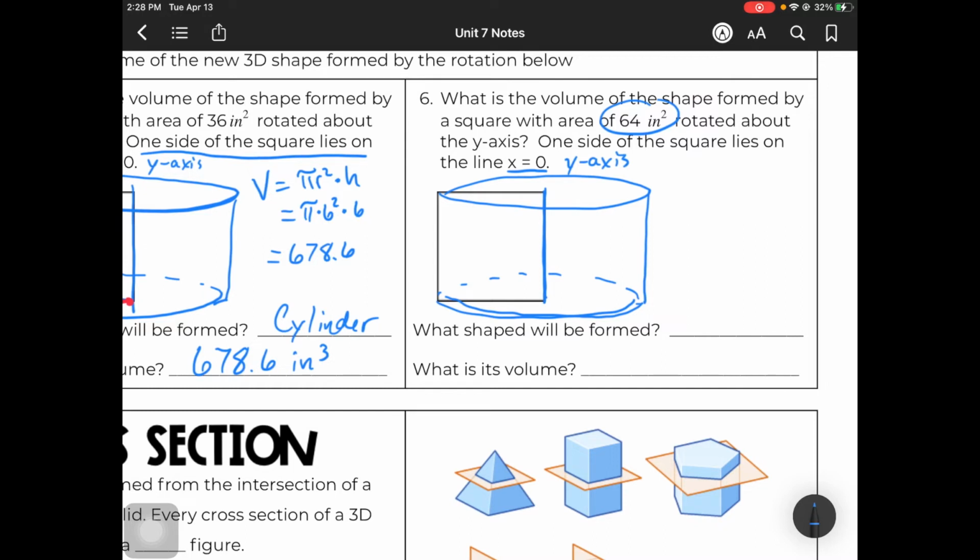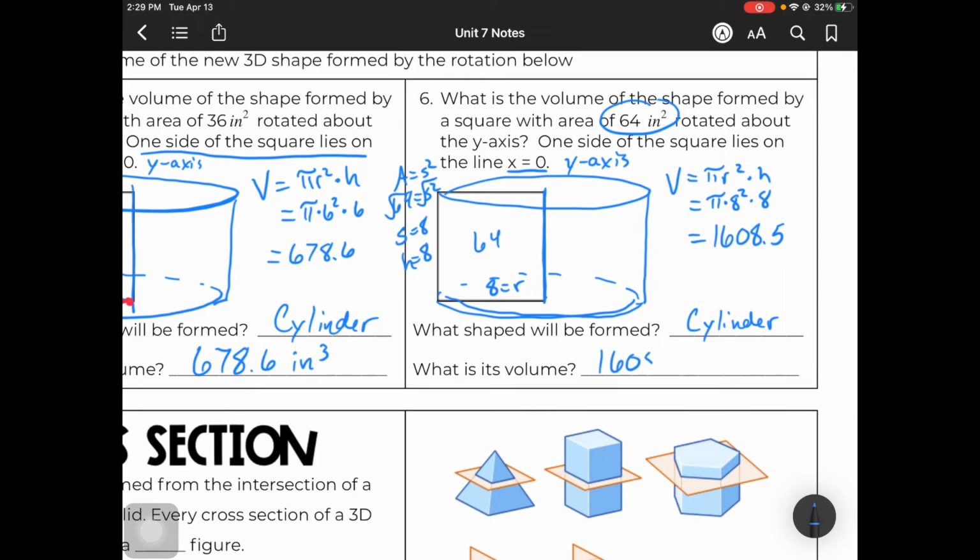If you need more time, keep the video paused. Otherwise, this is what we should get. The shape formed again is a cylinder, and the volume ends up being about 1,608.5 cubic inches.